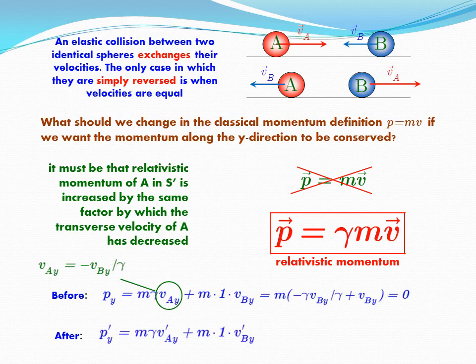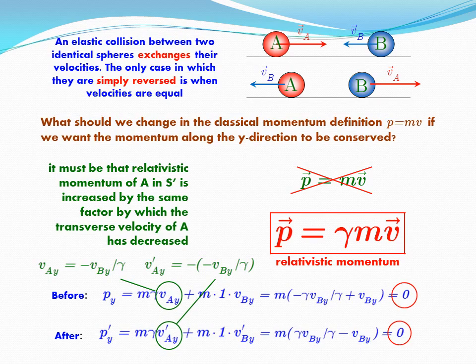After the collision, P'y equals m gamma V'ay plus m times 1, which is the gamma factor for B, times V'by. If we replace this V'ay with minus Vay, since velocities are reversed along the y direction, and we know that the velocity Vay is equal to minus Vby over gamma, we get two gamma factors that cancel off and a final result of 0. Therefore, momentum along the y direction is 0 both before and after the collision, and the classical momentum is not conserved, but the relativistic momentum is conserved in the collision.